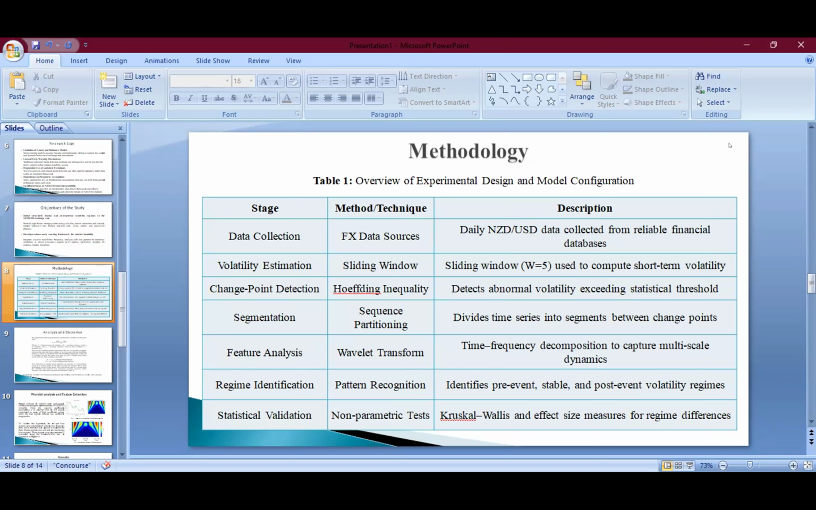Then we use the change point detection method, using the Hoeffding inequality to detect abnormal volatility exceeding a statistical threshold. Then we segment our total data set based on the change point detection. Then we apply the wavelet transform to extract features from the data set. Then we identify patterns: pre-event, event, stable, and post-event patterns. Finally, we perform statistical tests to validate our results, especially non-parametric tests because our data is non-normal. We use the Kruskal-Wallis test and effect size methods for regime differences.